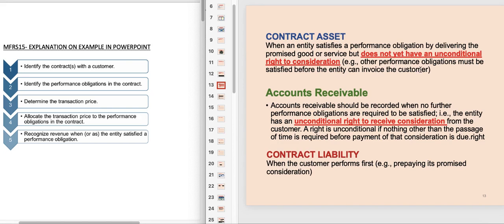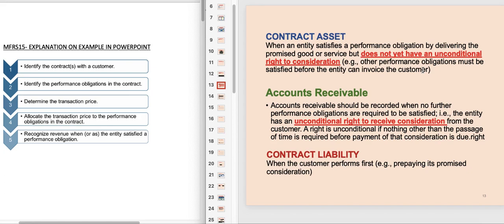For example, let's say there are two performance obligations, two POs. The company supplies or sells product A and product B. If the company has delivered product A, at that point of time the business is not entitled to receive payment from the customer, even though product A has been delivered, because under the agreement, until the company delivers product B, the right to receive payment from the customer is not there. So if the company has performed the obligation but is not entitled to the right to receive payment, at that point of time it's considered a contract asset.